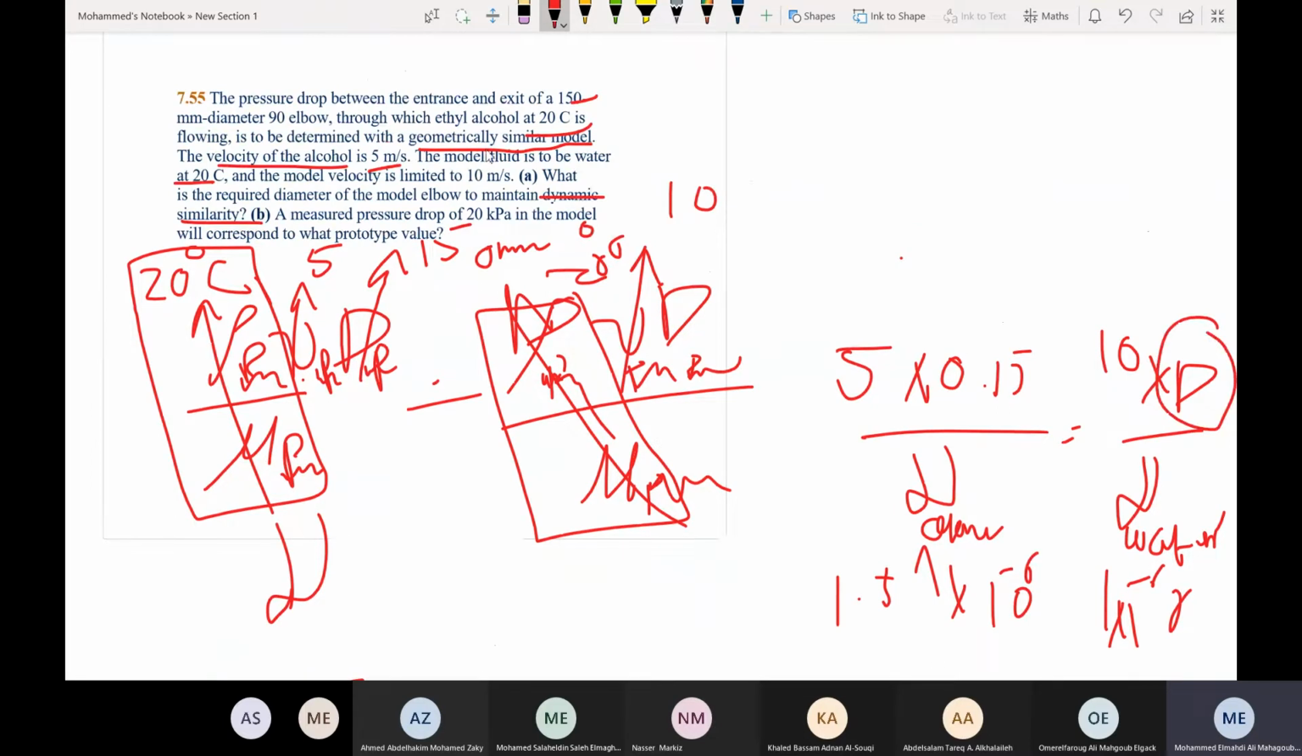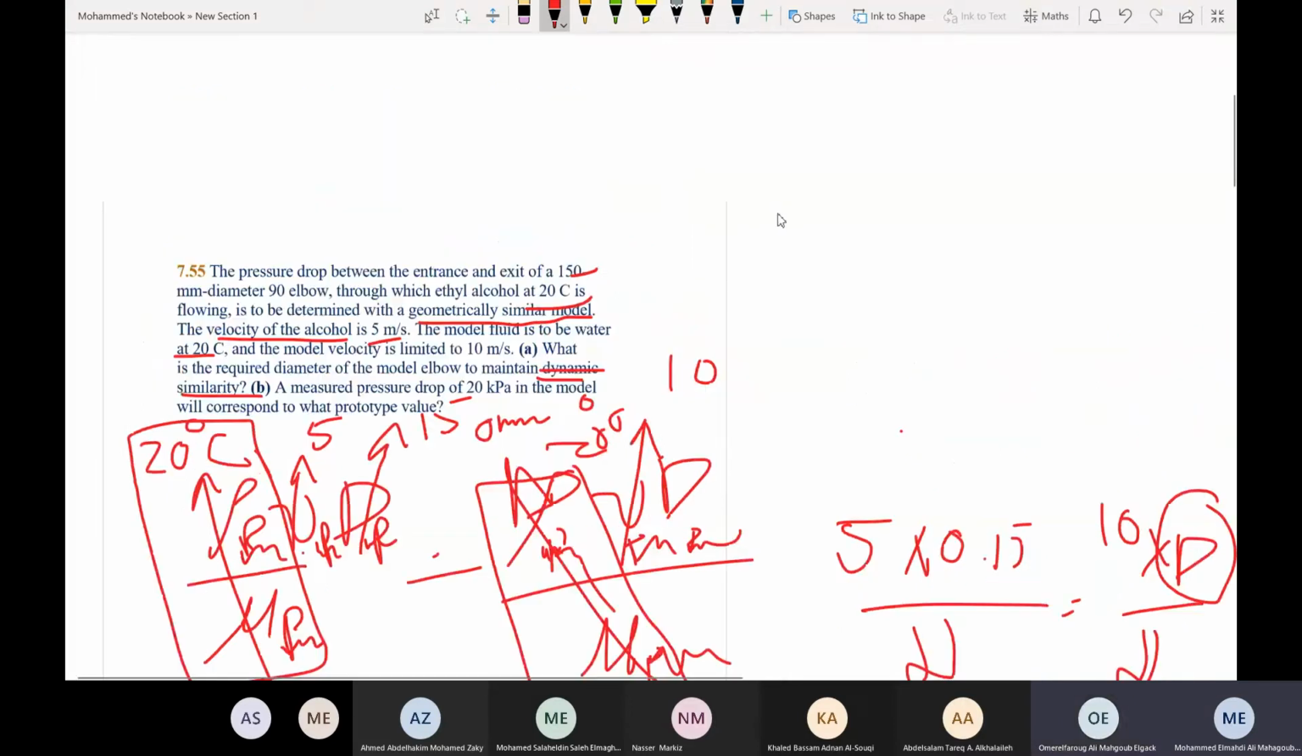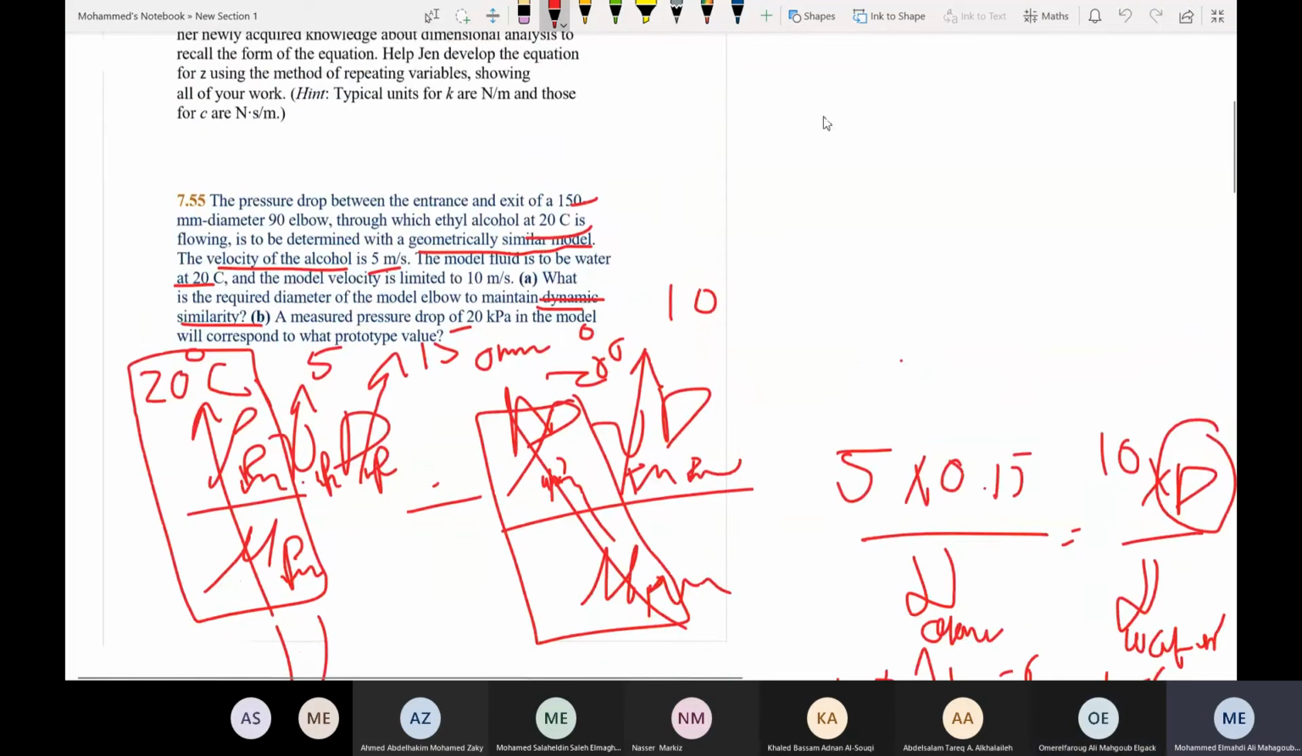Because this is the dynamic similarity. If we have another question, if we need to obtain dynamic similarity and geometric similarity, and what was it? The kinematic similarity, yes. The kinematic similarity is related to the forces.